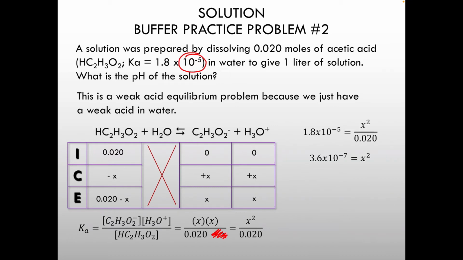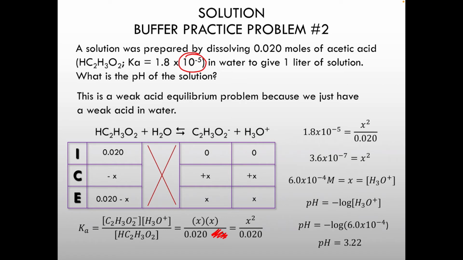We'll multiply both sides, take the square root, and then that will give us our hydronium ion concentration, which we can then plug into our pH equation and calculate the pH. So I'm zooming through this because I assume that we all know how to do this because we have already covered this chapter.